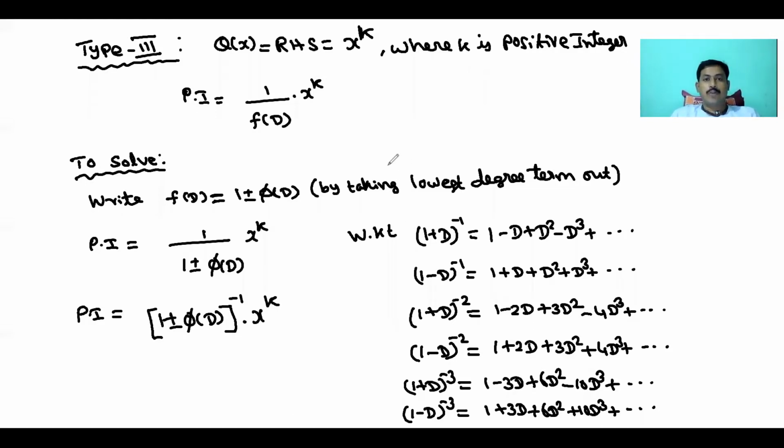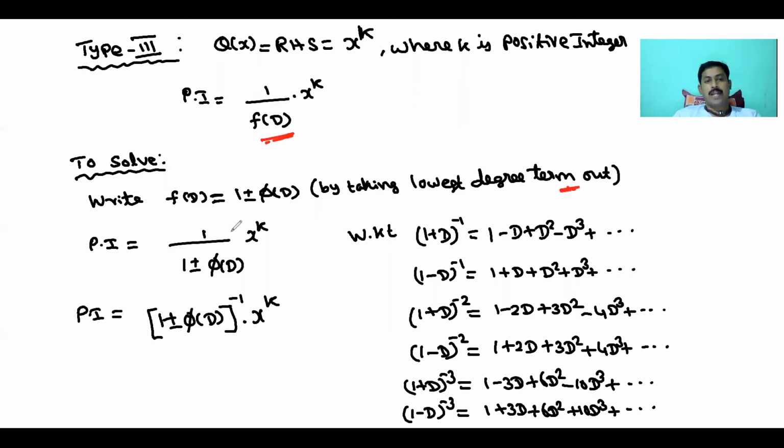In this video, we are going to see type 3 particular integral, where the RHS is of the form x power k, where k is a positive integer. We can write the PI as 1 by f of D into x power k. To solve this, write f of D as 1 plus or minus phi of D by taking the lowest degree term out, usually the constant or the term next to the constant.